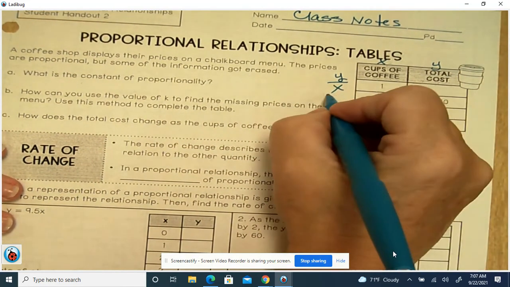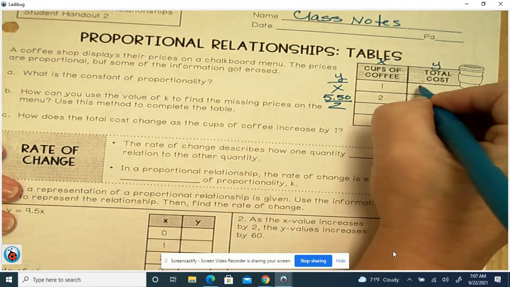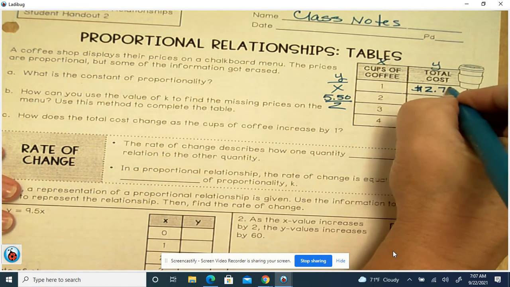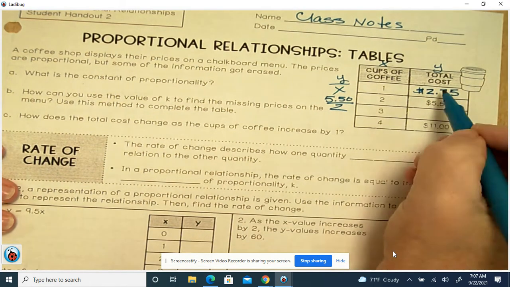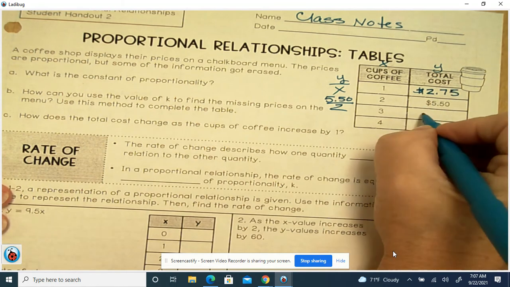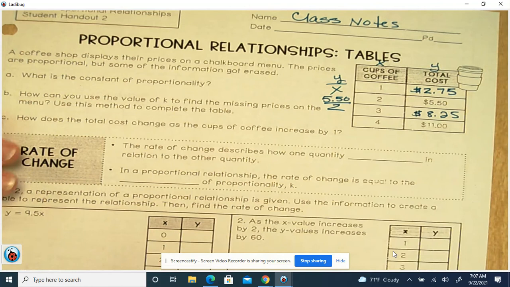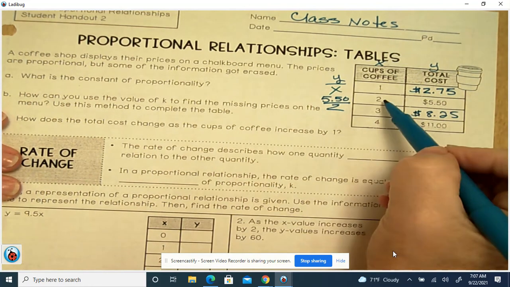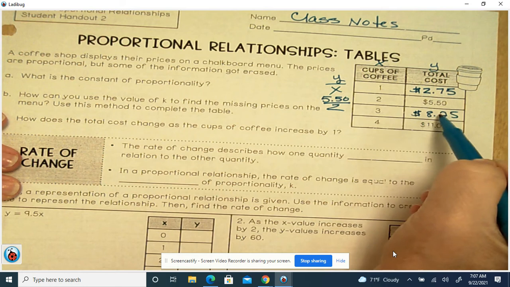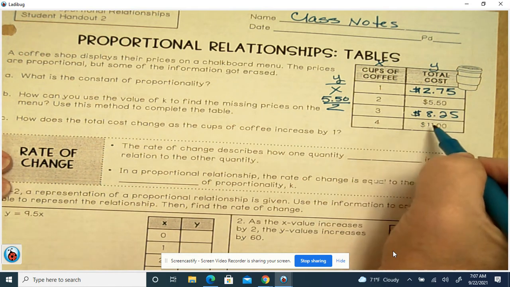So if we take 550 and divide it by 2, here we're going to get $2.75. And so 275 times 2 is 550. 275 times 3 is 825. So that's how they would complete that. They would take this, multiply it by this to get this: 275 times 3 to get 825, and 275 times 4 to get $11.